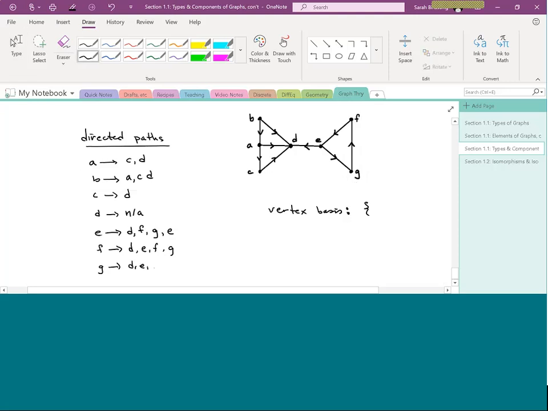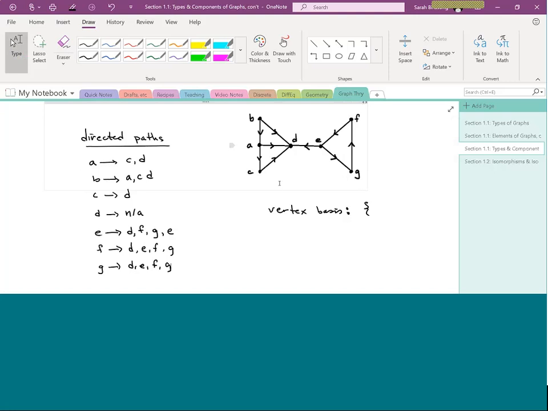Now, if you want to find your vertex basis, what do you do? You want to find where you can actually start to reach as many of the vertices as possible. Can we start at any one vertex and reach all of the other vertices? And the answer to that one is a big fat no. So you're going to have at least 2 vertices in this vertex basis.